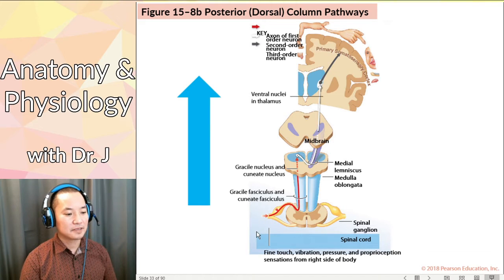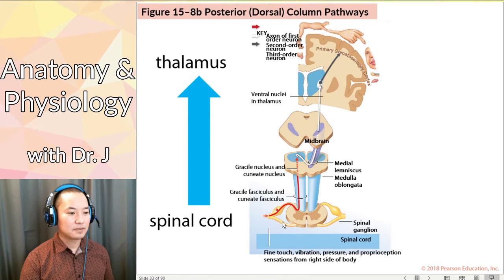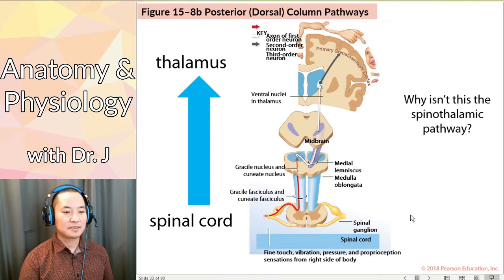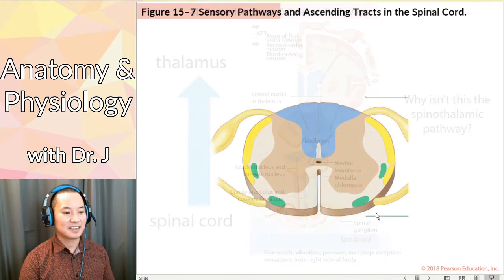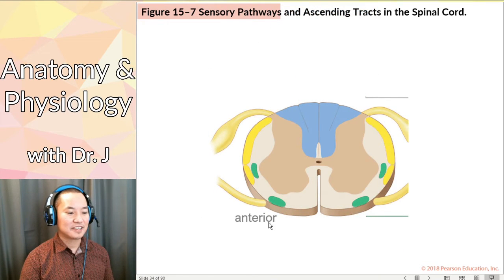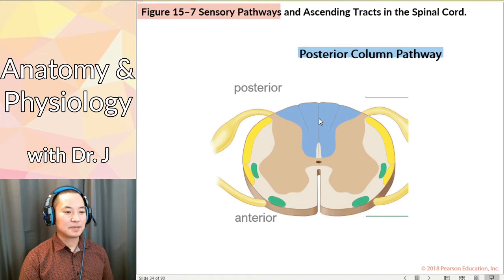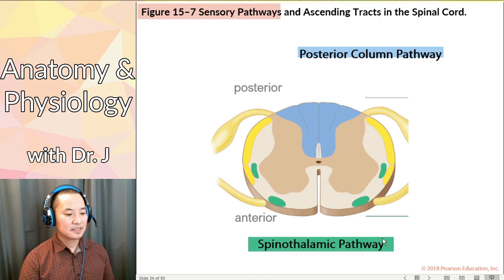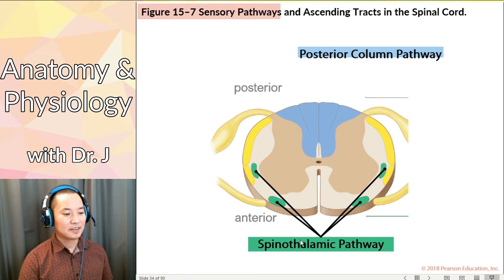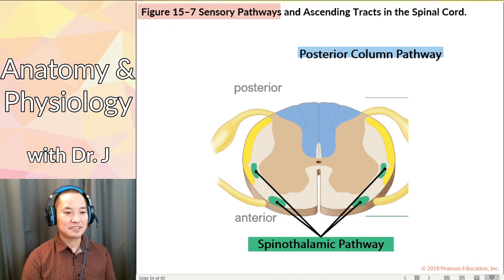But where is it going? It's still going from the spinal cord, but it's going up to the thalamus up here. So why not call it spinal thalamic? The reason is that it's already reserved. Here was the anterior of the spinal cord cross-section. Here's the posterior. Now the posterior column pathway has axons that run along the posterior part of the spinal cord. But you already have a spinal thalamic pathway, and the fibers that run along that pathway are on the anterior. So, for lack of a better explanation, spinal thalamic is already reserved, so you just have to call it the posterior column pathway.